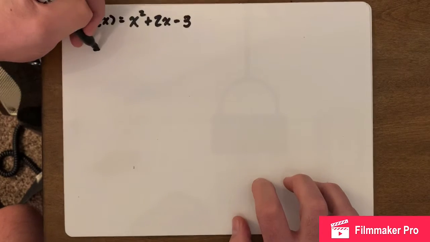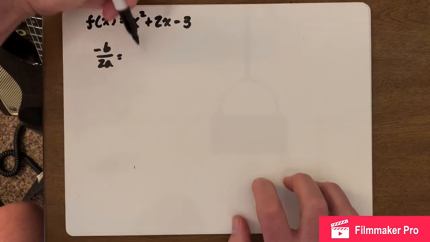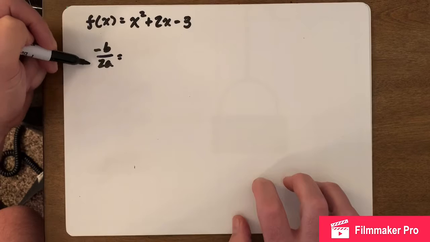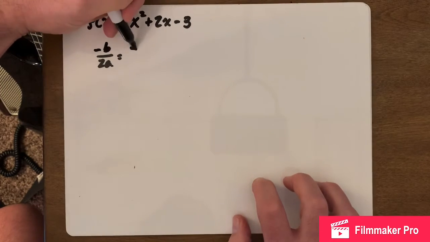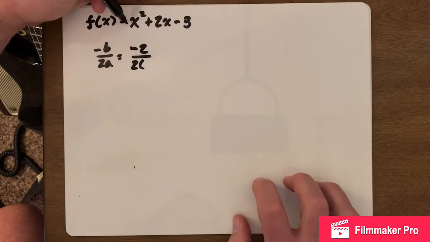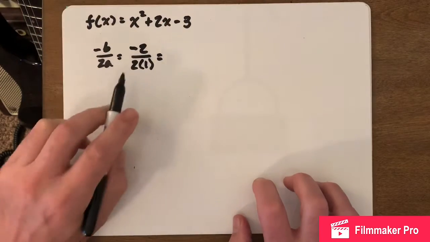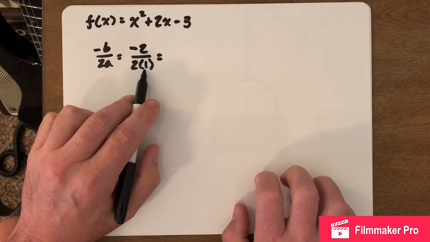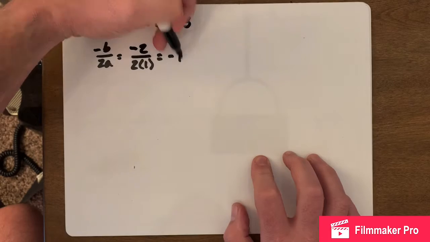Now we're going to calculate negative b over 2a. I always put the negative on top in the numerator. You can put it here or down below, but I always put it here because that's just my habit. So I have opposite b, which is 2, over 2 times a, which is 1. Let's simplify that. Negative 2 over 2 would be negative 1, and when you multiply by 1, nothing happens. So this whole thing is really just negative 1.